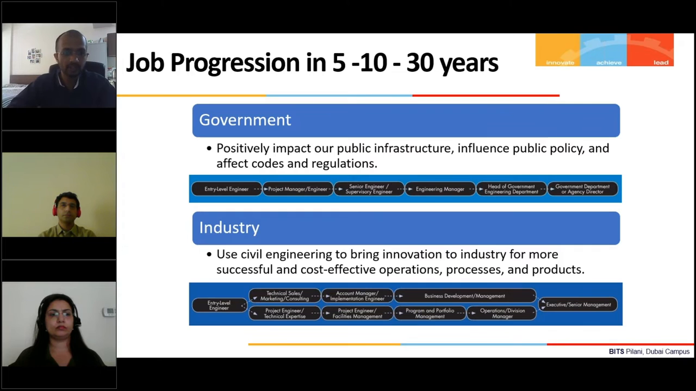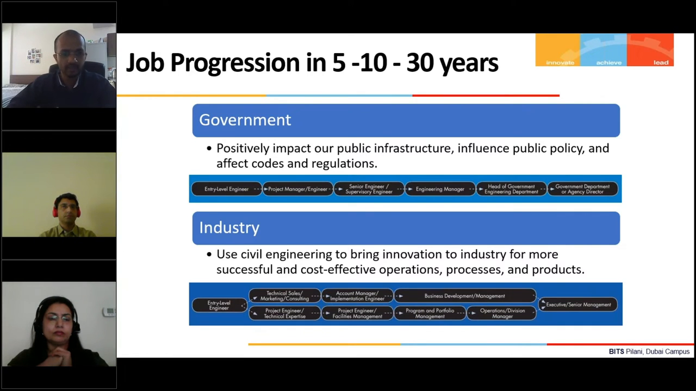Government: of course, in government policies and everything, civil engineers are a must. In regards to public health and safety as well, and environmental aspects, the government takes care of civil engineers also, because it has a positive effect on public infrastructure. It starts from entry level itself, then the project manager goes to government-related activities, or they can actually reach agency director.